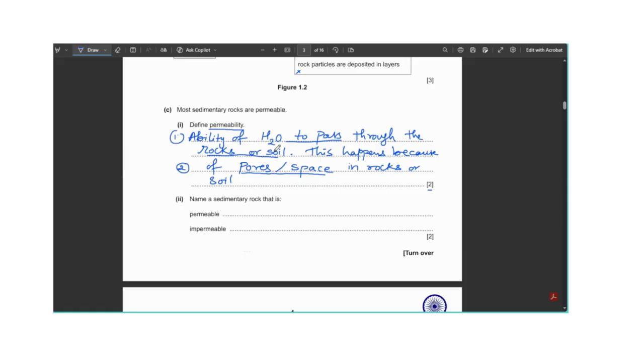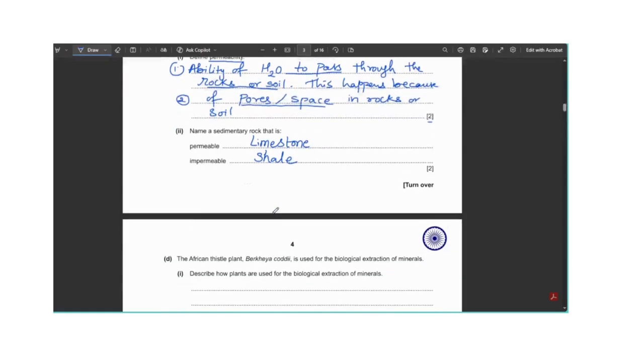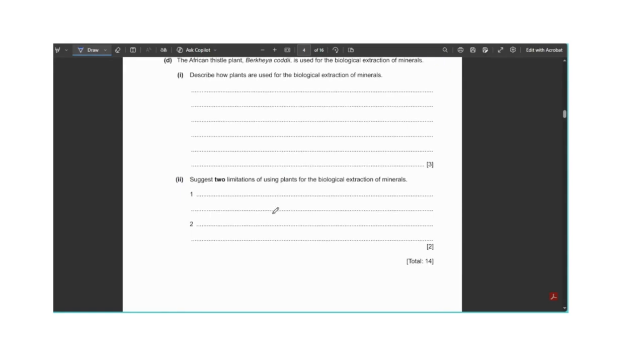Second thing is to name a sedimentary rock that is permeable and one that is impermeable. Limestone is a rock which is very much permeable to water. We know sand-related sedimentary rock is also permeable. And an impermeable sedimentary rock is shale. So these 2 rocks: limestone shows permeability, and impermeable rock is shown by the shale here. Fine, moving to the next question, part D.